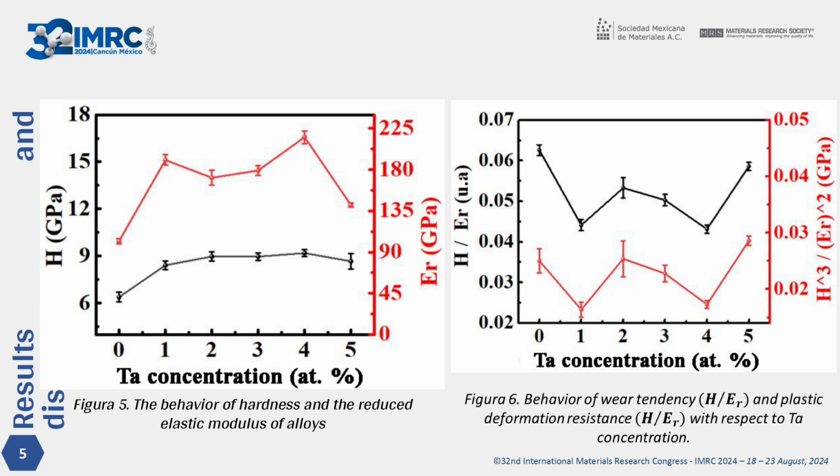Numerous nanoindentation studies have underscored the correlation between hardness and the reduced modulus of elasticity. The ratio is indicative of material wear, while the other ratio emerges as a critical parameter indicative of the material's capacity to resist plastic deformation under load.